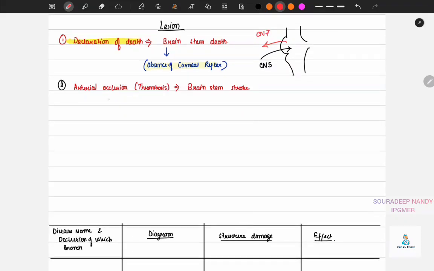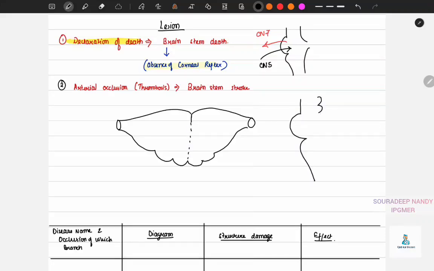Another lesion that can occur is the brainstem stroke, which is due to either occlusion, that is thrombosis of the arteries, or hemorrhage of the artery as well. So let us see what part it may cause lesion. Here I am drawing the open medulla. I am also drawing the brainstem. Here is our cerebellum. I am dividing the cerebellum into superior and inferior portion, and dividing the inferior portion into anterior and posterior portion. Here is the foramen magnum.